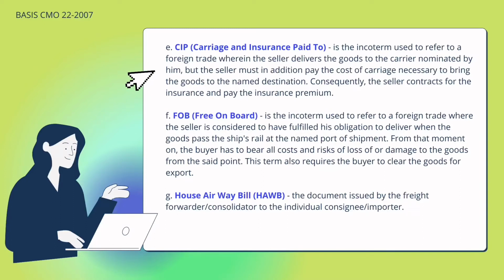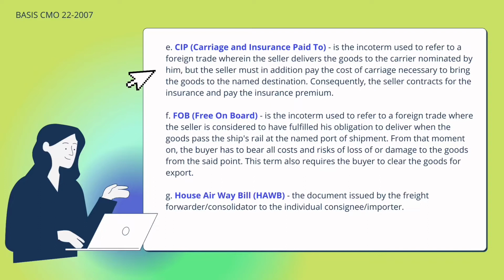So for the next is the carriage and insurance paid to or the CIP. It is the Incoterm used to refer to a foreign trade wherein the seller delivers the goods to the carrier nominated by him, but the seller must in addition pay the cost of carriage necessary to bring the goods to the named destination. So, carriage and insurance paid to, it means that the seller shall deliver the goods to the carrier or to any other person designated by the seller at an agreed place.